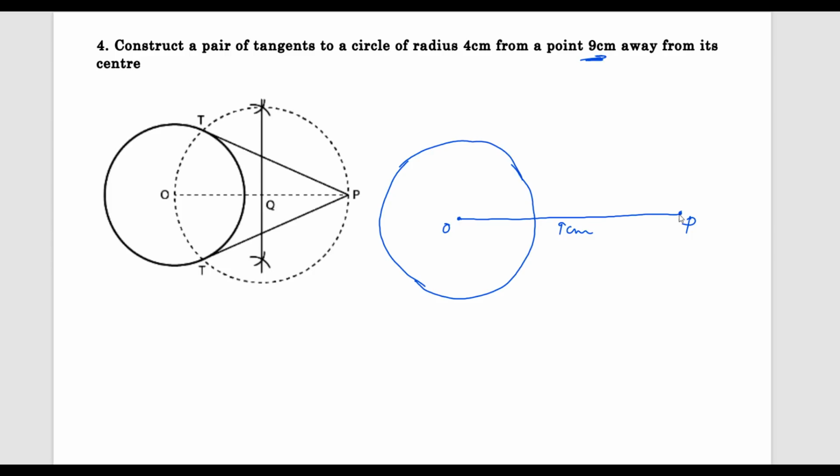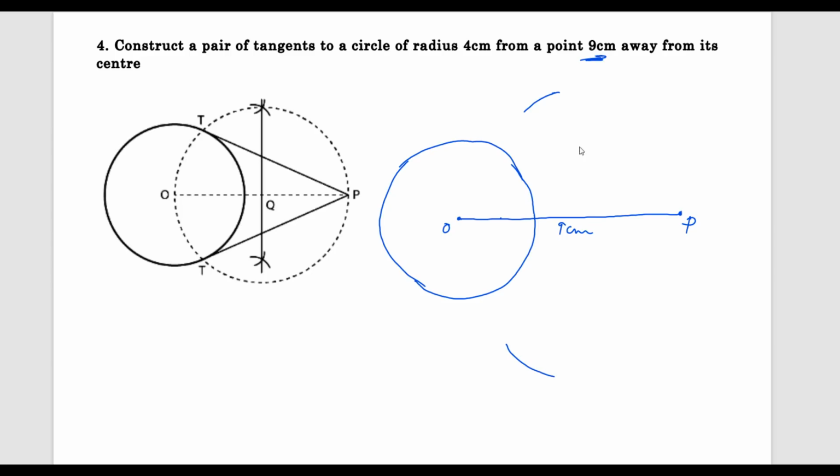Next, from the point P, take your compass and measure more than half of this line segment. From the point P, take more than half. From the point P, cut in half here and here.